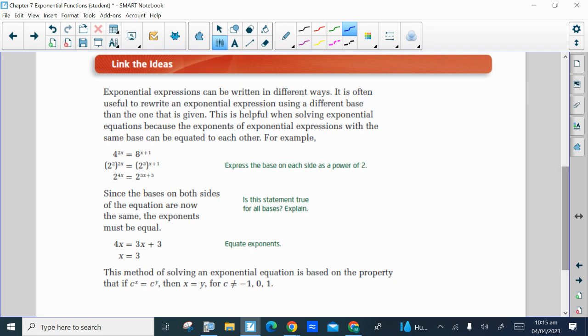So an exponential equation is an equation that has a variable as the exponent. Exponential equations or expressions can be written in different ways. It is often useful to rewrite an exponential equation using a different base than one that is given. This is helpful when solving exponential equations because the exponents of exponential expressions with the same base can be equated to each other. For example, if you have this exponential equation that you want to solve, this can be done by making the bases the same. Right now the bases are 4 and 8. Those can both be changed to bases of 2. 4 is 2 squared, 8 is 2 cubed.